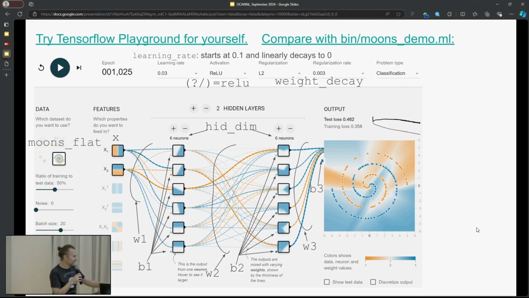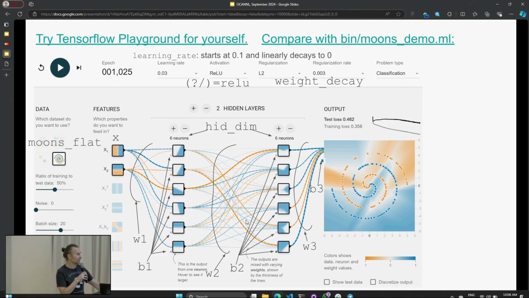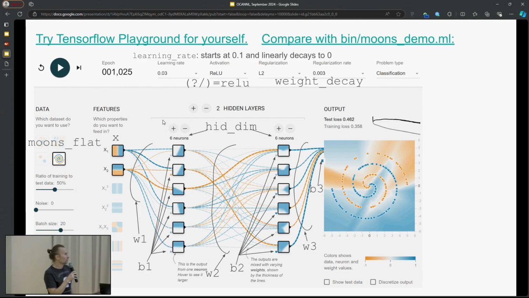So we have a hidden dimension. We have our data set we'll see soon. We have batch size, we have our parameters, W1, W2, W3, and so forth. We have ReLU, rectified linear unit, as the activation function, and we have weight decay as regularization.